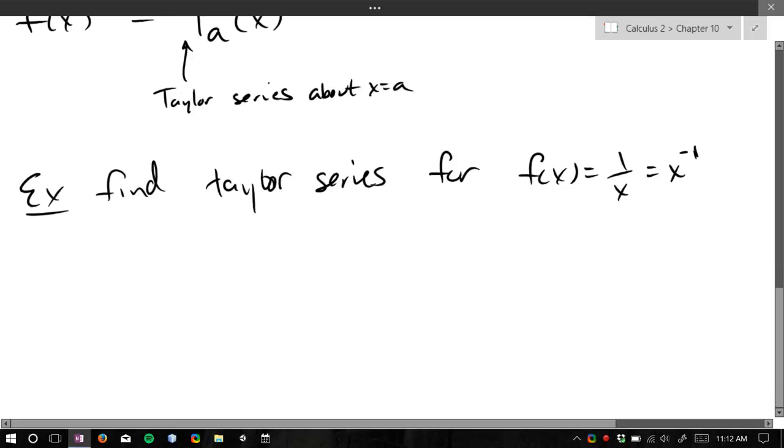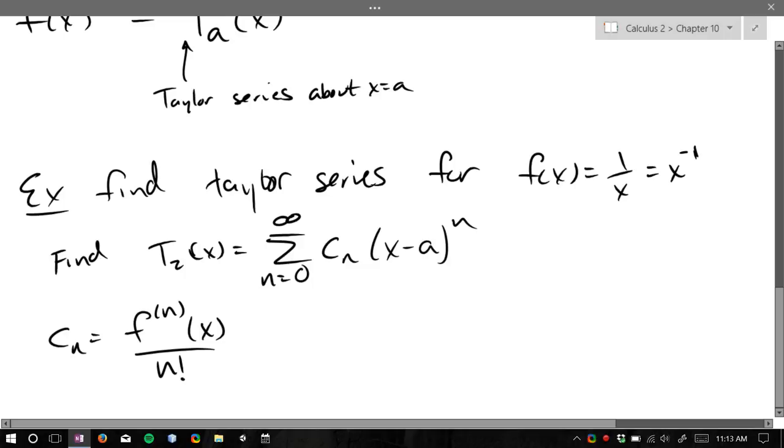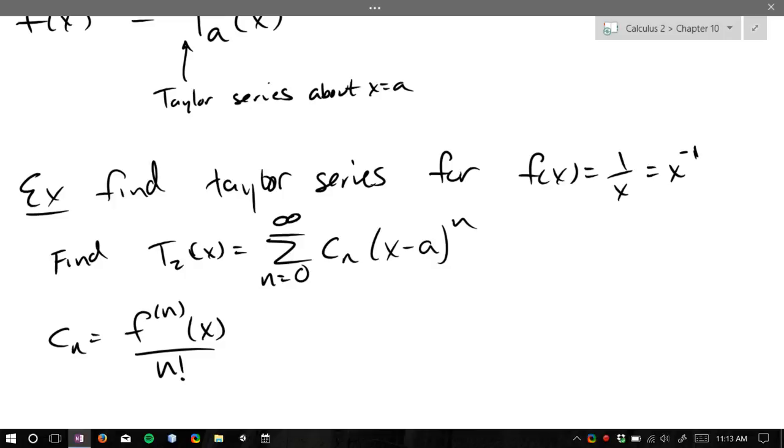So let's find T2 of x. That'll be the summation n equals 0 to infinity of c_n times (x minus a) to the n, where c_n is the nth derivative of f at a over n factorial. So what we have to do is compute derivatives until we see a pattern. We're going to go first derivative, second derivative, third derivative, fourth derivative. Hopefully, we'll see a pattern develop so we don't have to compute infinitely many.